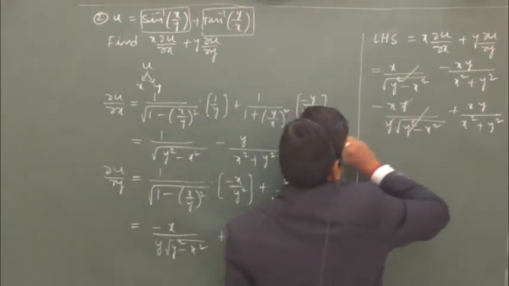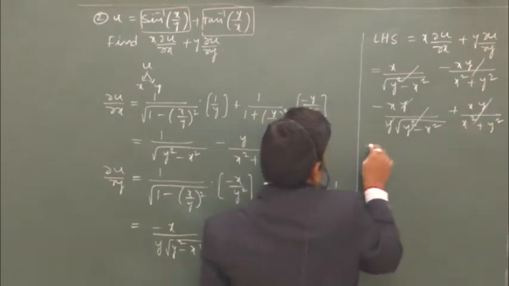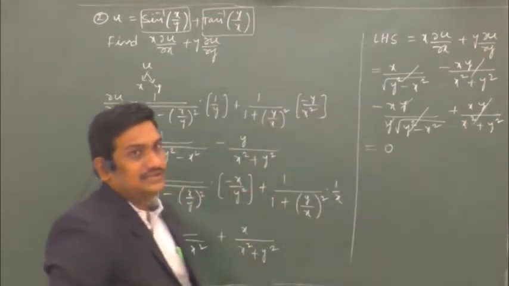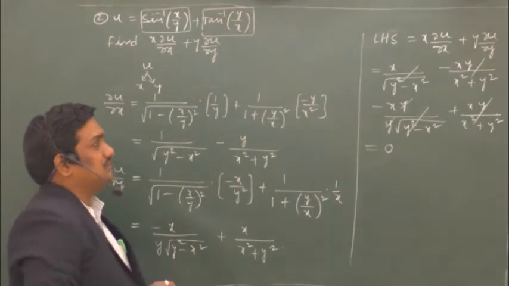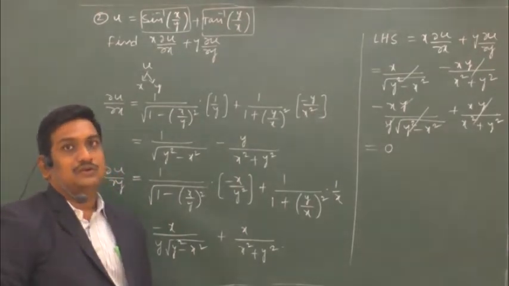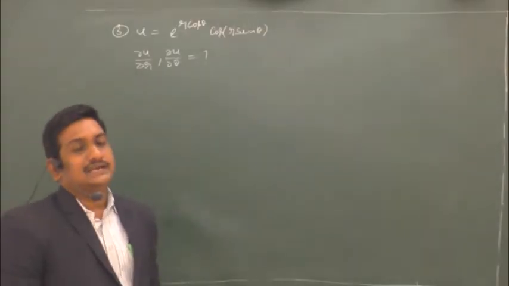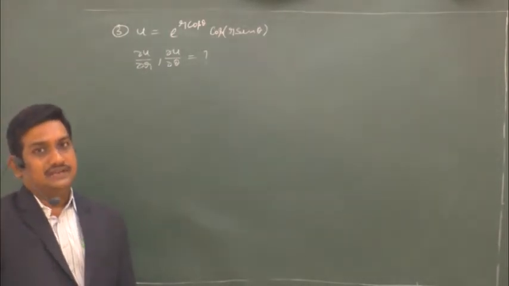These two terms get cancelled. Hence, the answer is 0. Therefore, the value of x into dou u by dou x plus y into dou u by dou y is 0. Now, let us take another problem on partial derivatives.